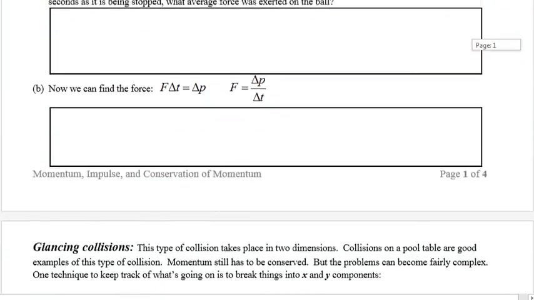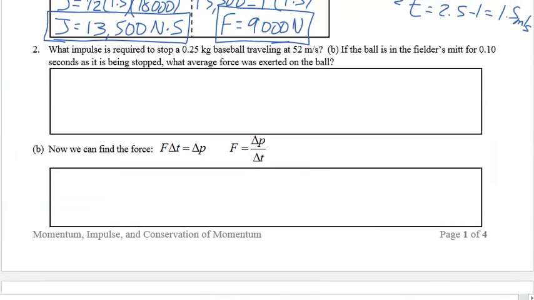Okay, let's look at number 2. What impulse is required to stop a 0.25 kilogram baseball traveling at 52 meters per second? B, if the ball is in the fielder's mitt for 0.1 seconds as it is being stopped, what average force was exerted by the ball? So this is just a quick review of that equation. Remember that impulse is force times time.